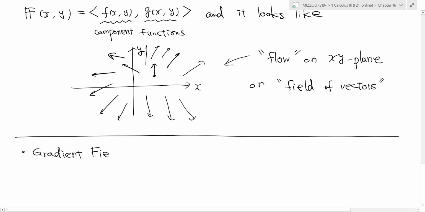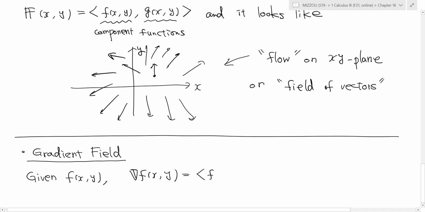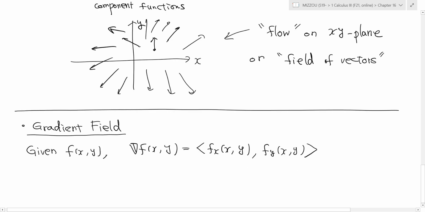So let's remember this. Given f of xy, we have seen the concept of gradient of f of xy. What was this? This is a vector where each component is a corresponding partial derivative. So you take the partial derivative with respect to x and the partial derivative with respect to y. And this is an example of vector field.